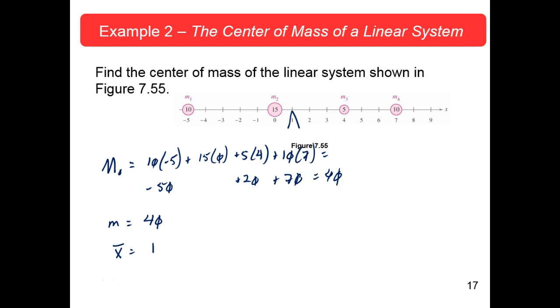All right. Let's go to the right. You're 3 units to the right here. 3 times 5 is 15. And you're 1, 2, 3, 4, 5, 6 units to the right here. 60. 15 plus 60 is plus 75. So yes, that's your center of mass. 1.